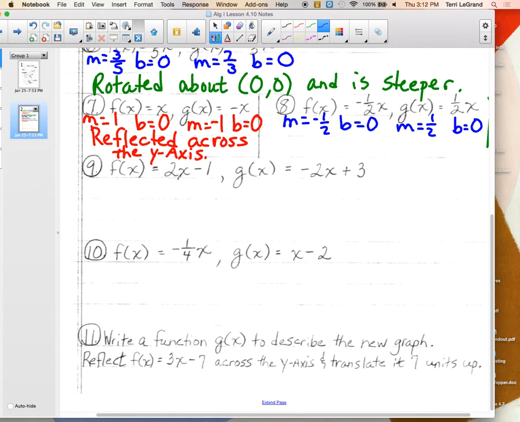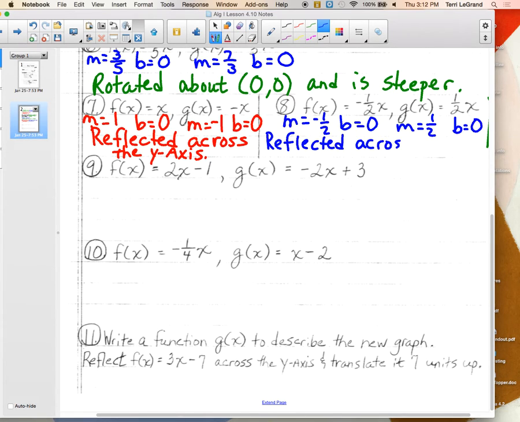Is there a translation? Anybody write anything about a translation? No? Okay, how about a reflection? Is there a reflection? Yes. Why? -1/2 and +1/2 are opposites, yeah. So we're going to say it reflected, we know that. How about a rotation?